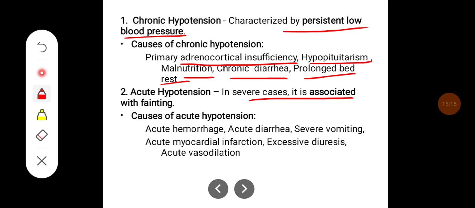Acute hypotension is usually associated with fainting. Some of the causes of acute hypotension are acute hemorrhage, acute diarrhea, severe vomiting, acute myocardial infarction, excessive diuresis, and acute vasodilatation.